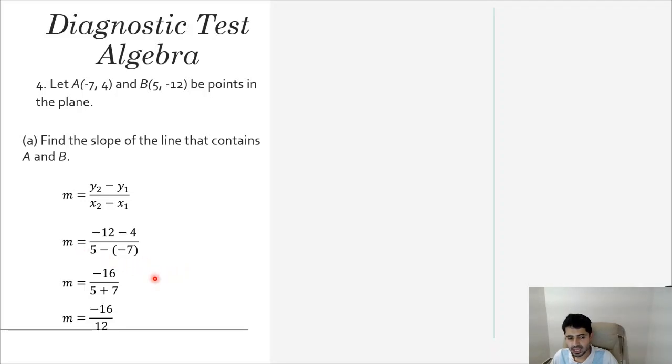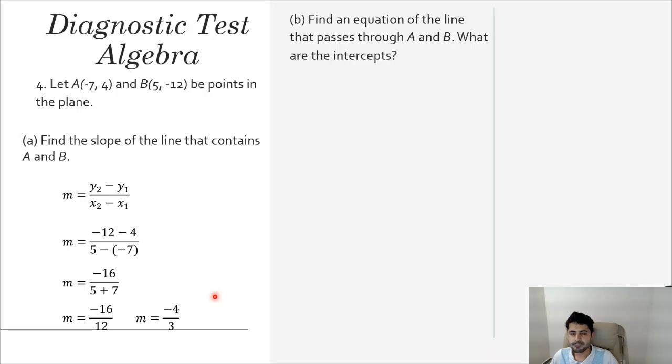Then at the end of the day, we have that this should be the slope. Then this should be the answer for the A part. And we can just simplify, because here we can divide each of the 2 terms by 4. So we have minus 4 over 3. B. Find an equation of the line that passes through A and B.